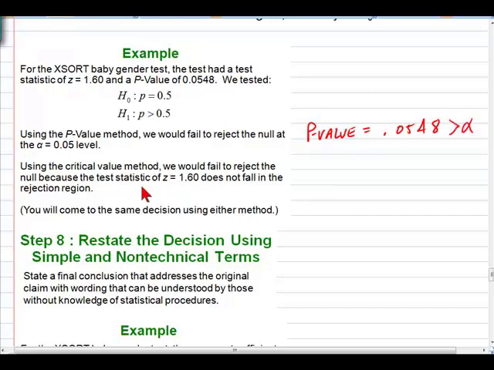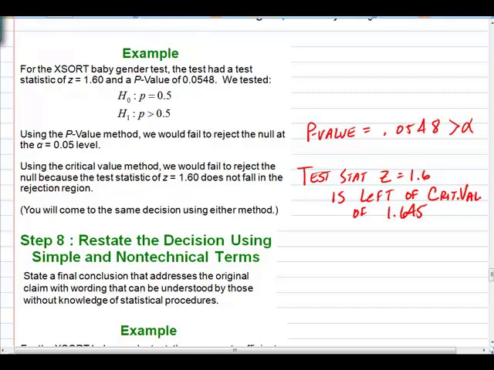Using the critical value method, our test statistic, 1.6, is to the left of the critical value. If you're doing a right-tailed test, which is what this was, our critical value is over here, 1.645, and our test statistic is right here, really close, but not exactly it, 1.6, and that's in this fail to reject region. We reach the same conclusion. We have to reach the same conclusion. The destination is the same regardless of the path you take to get there.